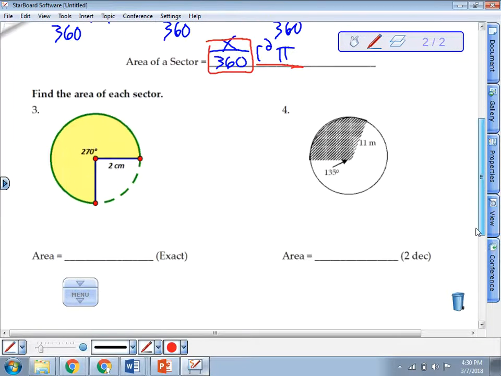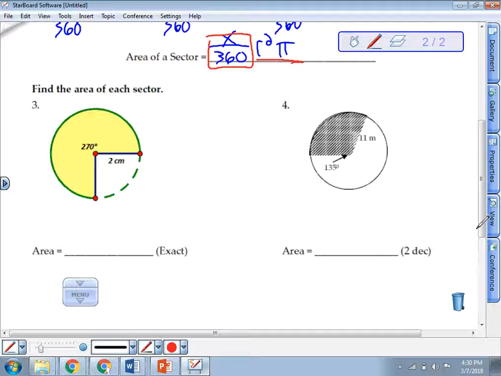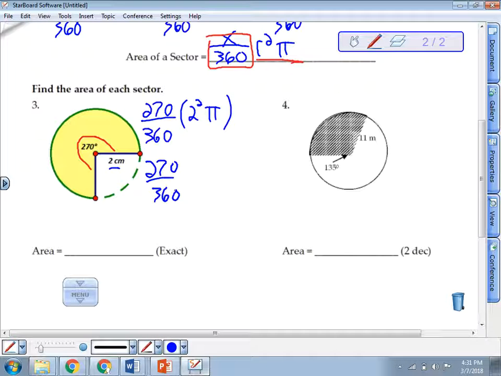So 2 quick examples, pretty straightforward. All right, so find the area of each sector. This sector is 270 degrees. So we're going to write 270 of 360. Now radius squared, the radius is right here, it's 2. So it's going to be times 2 squared times pi. Well, 2 squared is 4, so we're going to have 270 over 360 times 4 pi. If you want, you can reduce 270 over 360 to 3 over 4. That's 3/4 of the circle. And then again, that's times 4 pi.